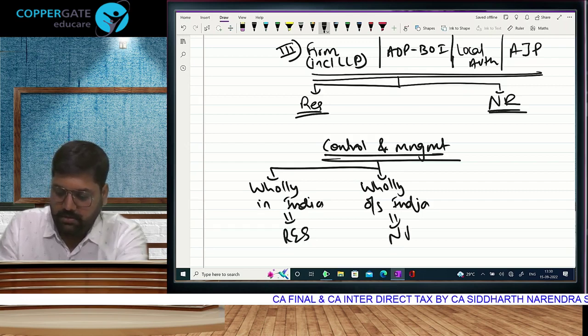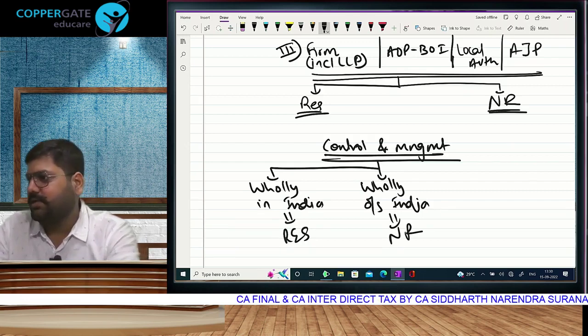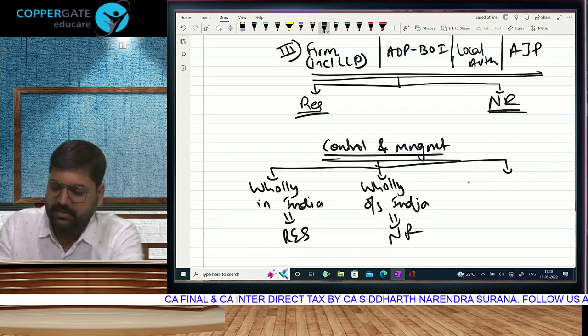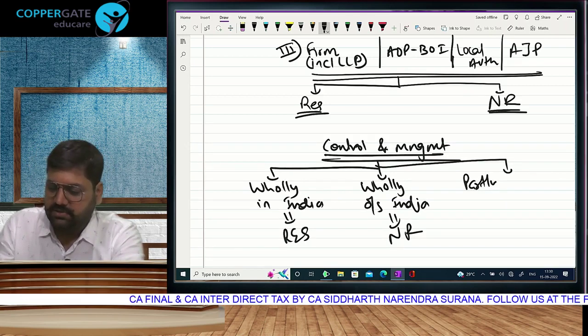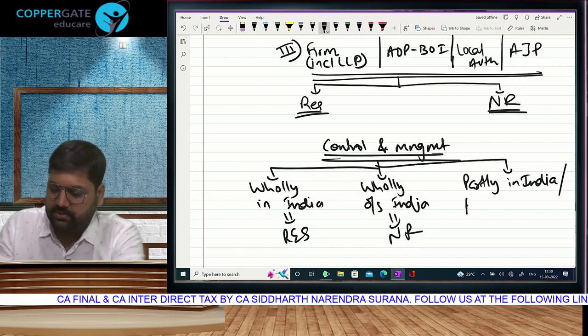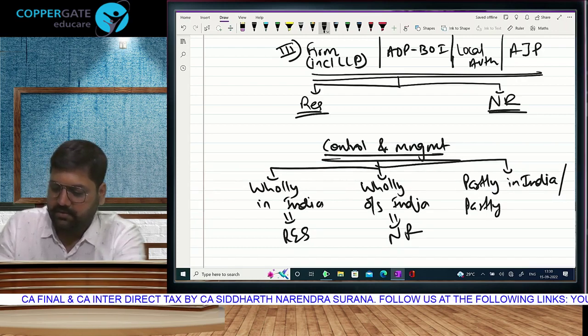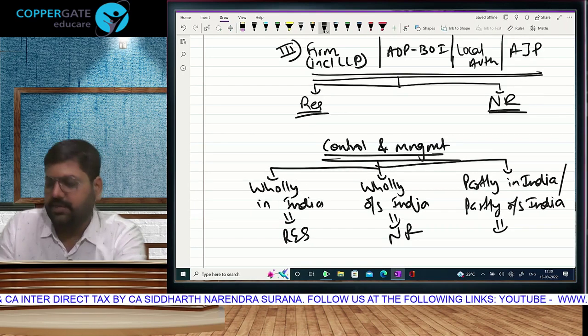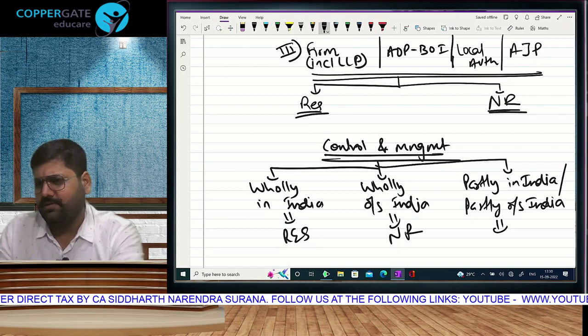very good. You think you've done any great thing by answering these two questions correctly? The real talent lies in answering this. If the decision making was partly in India, and when one part is in India, so obviously the other part will go where? If the decision making is partly in India, partly outside India, so, what do you think?